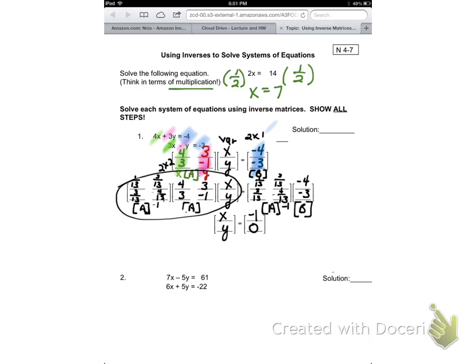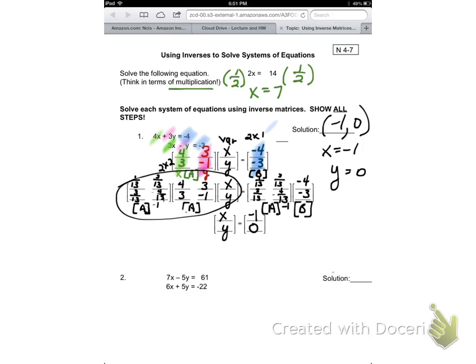And those are our answers. If you were to graph this, that would be two lines that intersect at the point -1, 0. And that's your solution. Now if you want to write x equals -1 and y equals 0, that's fine to write it that way.